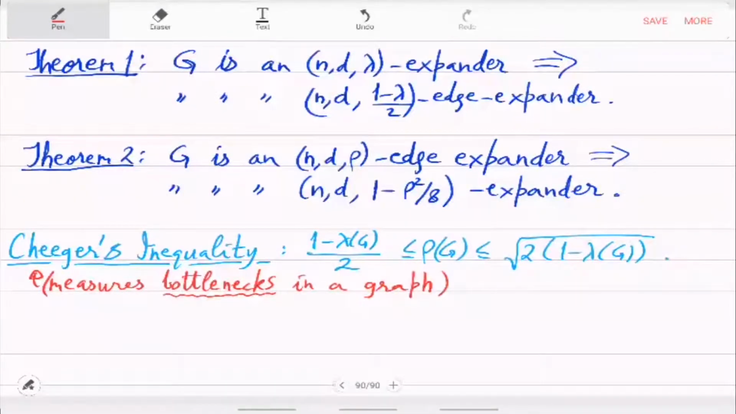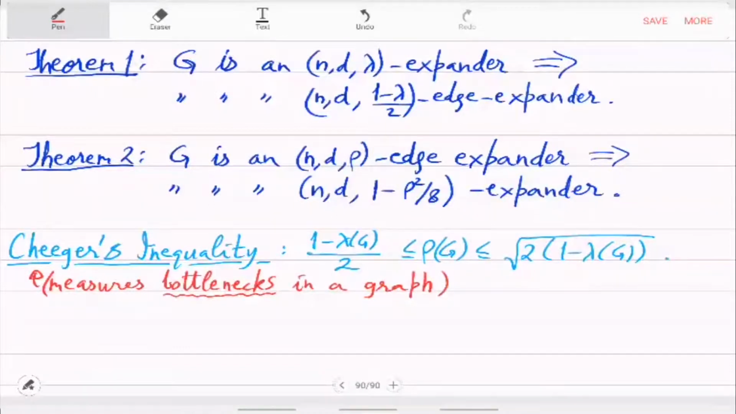So the point is that this is not precisely telling you what rho is, but it is giving you a decent lower bound on the edge expansion. Okay, so as you keep making lambda smaller, edge expansion improves. So it matches our intuition. You can think of Cheeger's inequality as a way to measure bottlenecks in a graph.